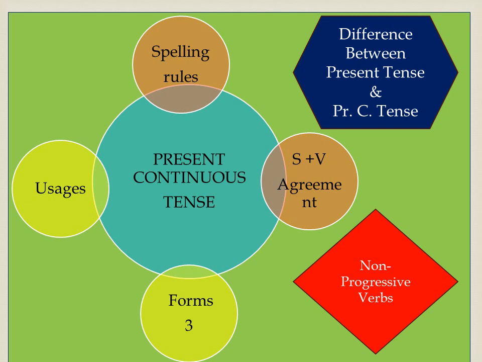In this video, you are going to learn about spelling rules of present continuous tense, subject-verb agreement with its three forms, and usages of present continuous tense. I have also shown you the difference between present tense and present continuous tense. You can also learn about non-progressive verbs, that is, verbs which do not take ing forms.